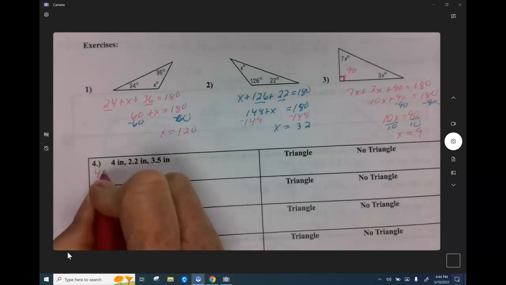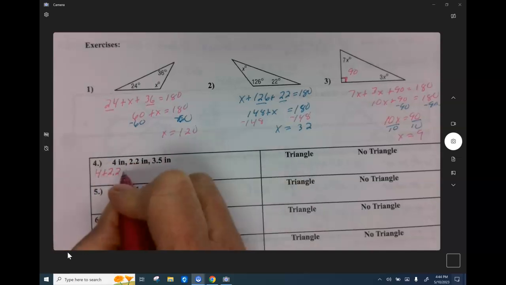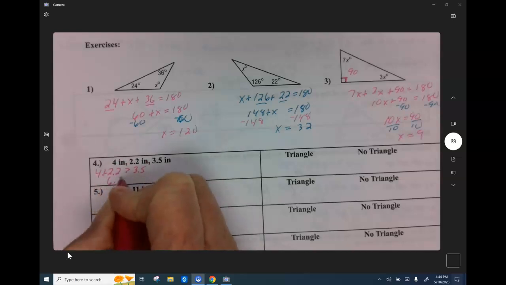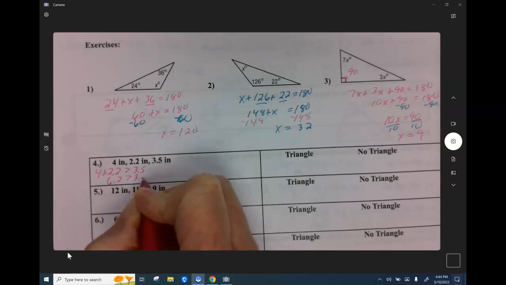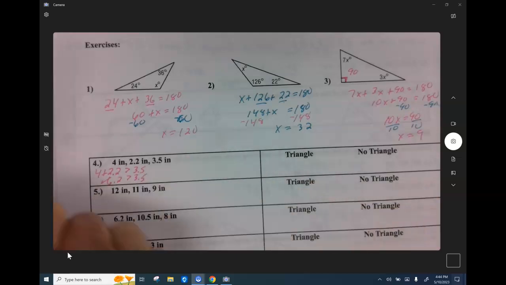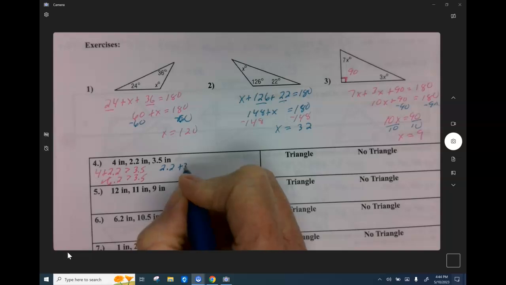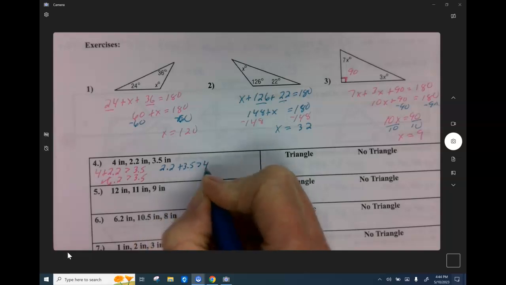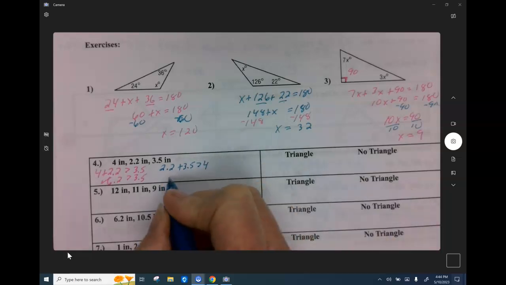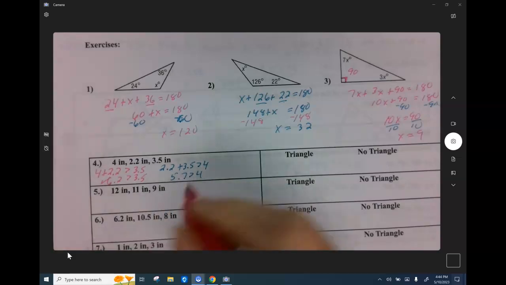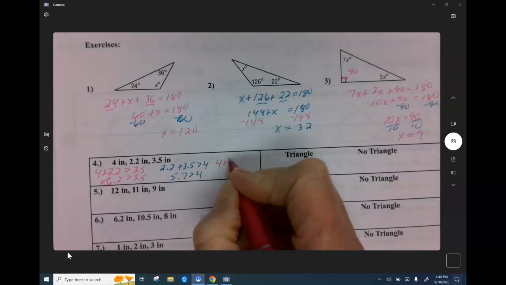So I'm going to just take 4 plus 2.2. Is that greater than 3.5? So that's going to give me 6.2. Is that greater than 3.5? Yes. Then I'm going to take the next two. 2.2 plus 3.5. Is that greater than 4? 5.7. Yep.